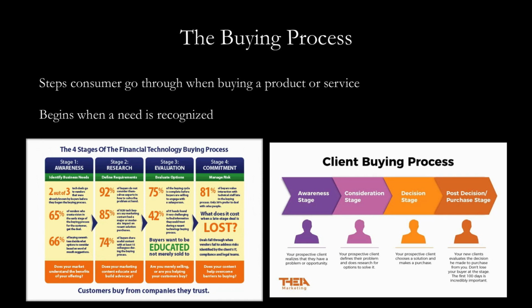There are 4 or 5 steps in the buying process, depending on how you look at them. 1. Need recognition or awareness. 2. Information search or research. 3. Evaluation of alternatives or consideration. 4. Purchase decision or commitment. And 5. Post-purchase evaluation. Consumers might not go through all these steps, or they might not go through them in this exact order, but this is the general process.